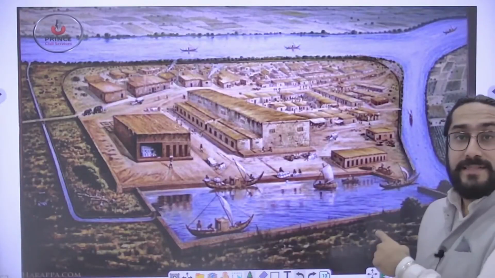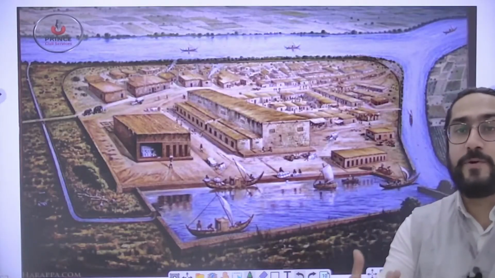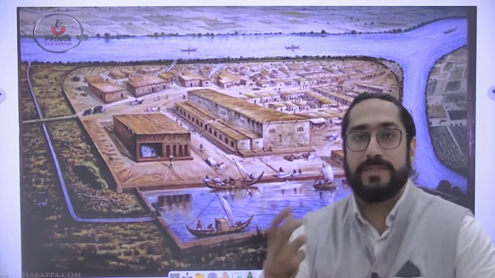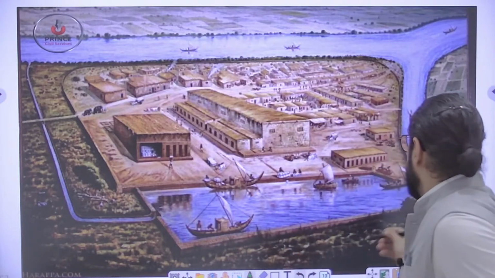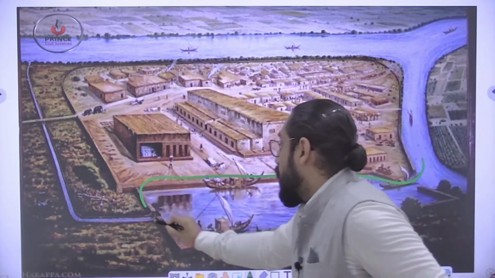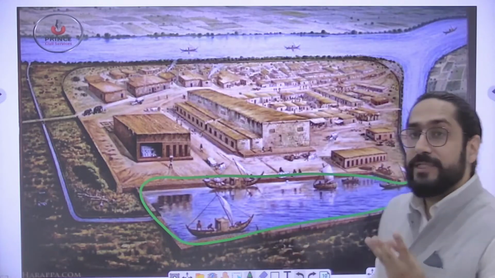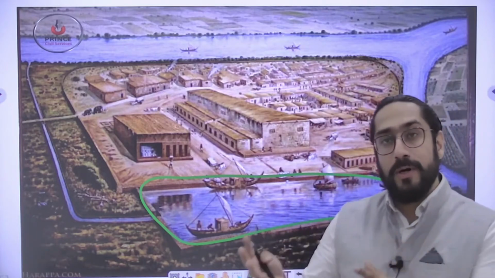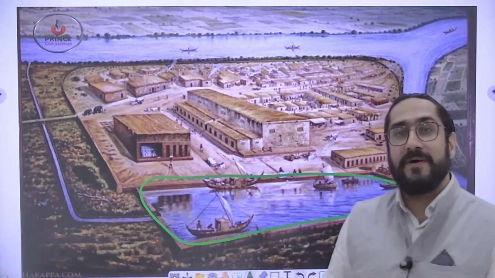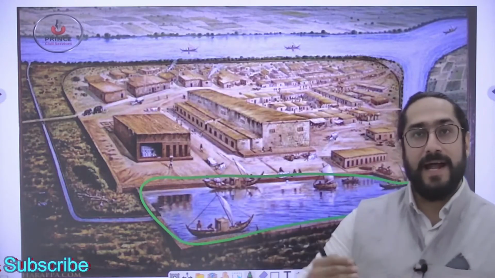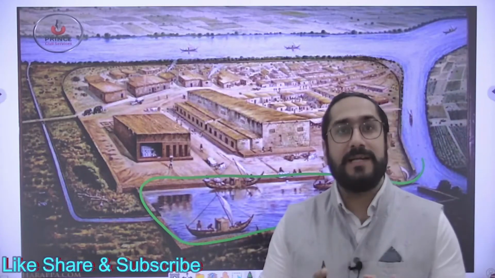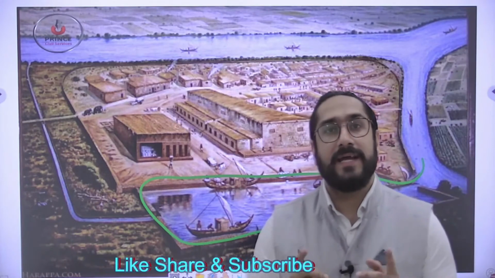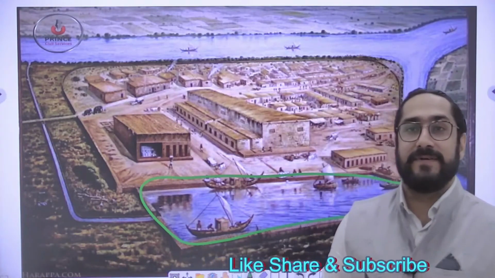Next, this is an artistic view of the city of Lothal. You can see this is a kind of port where ships and boats enter, they load and unload the stuff and go out of the river and into the sea. So Lothal was the port city in Harappan civilization, IBC.